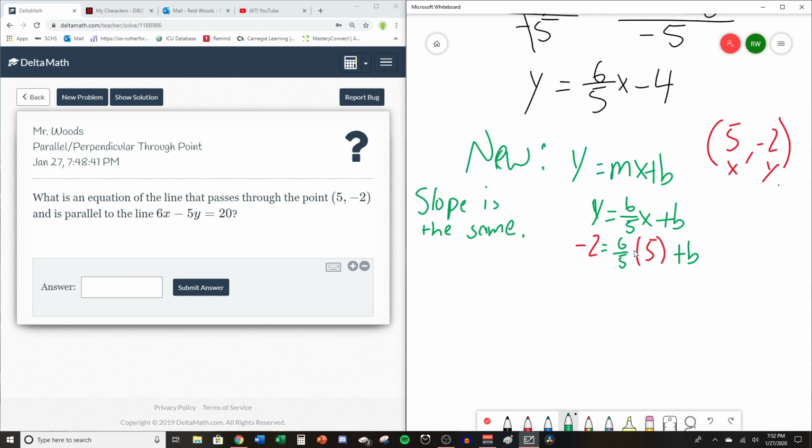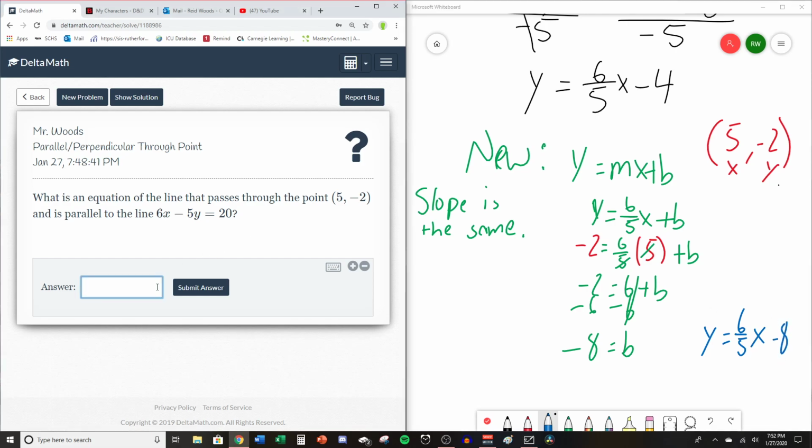So when I multiply these here, what's going to happen is this is going to go away. This becomes negative 2 equals 6 plus b. The last thing I need to do, subtract the 6. This goes away. I get negative 8 equals b. So my final equation, when I use the slope of 6/5 and this b value of negative 8, is y equals 6/5 x minus 8.